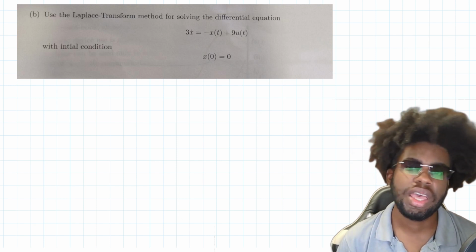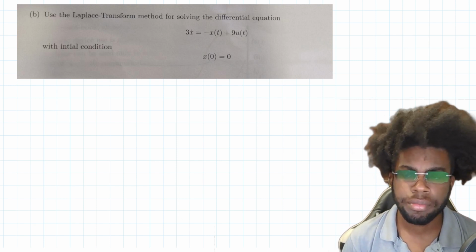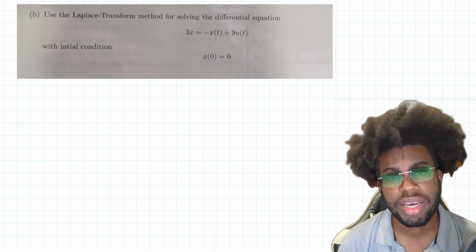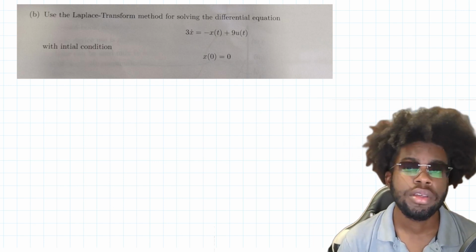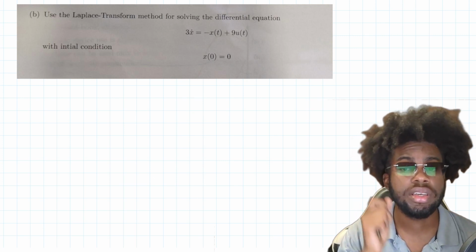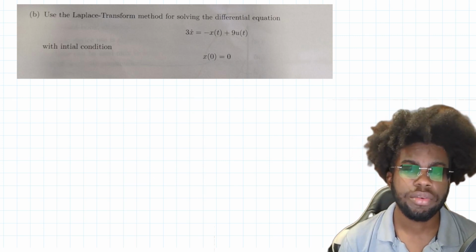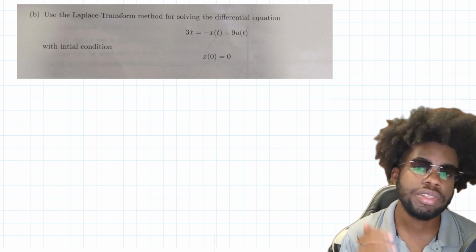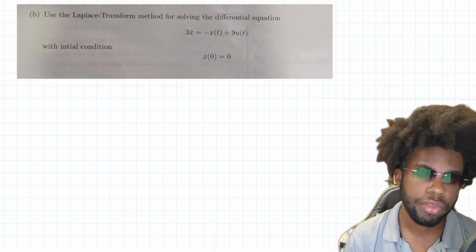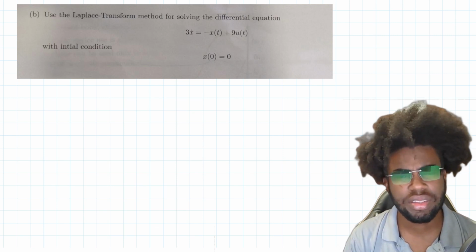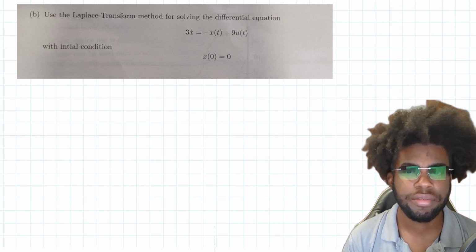We have a not too bad initial value problem here to evaluate using the Laplace transform method. The Laplace transform is a beautiful method for evaluating initial value problems because it doesn't require us to first obtain a general solution. We have a specific solution right out of the gate.